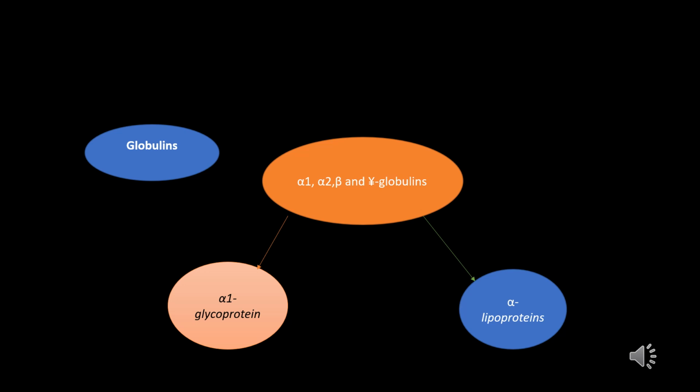Initially, while discussing the types of the binding proteins, we discussed that these could be divided into three major types: the albumins, the globulins, and the fibrinogens. And globulins could be divided as the alpha 1, alpha 2, beta, and gamma globulins. And then alpha globulins can be further divided as the alpha 1 glycoproteins and the alpha lipoproteins. And alpha 1 glycoprotein and alpha lipoproteins are also very important proteins as far as the protein binding is concerned.